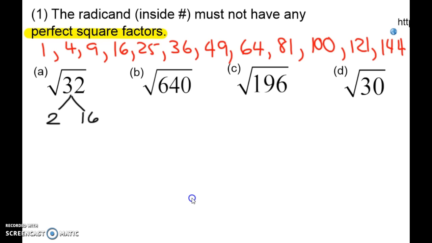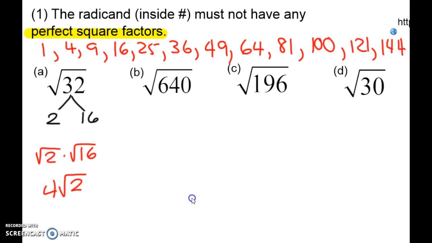Okay? So if I break down the square root of 32 as 2 times 16, that means the square root of 32 is equal to the square root of 2 times the square root of 16. Well, I know the square root of 16 is 4. And so really the answer to this is 4 root 2, 4 times the square root of 2. That's my simplified answer for the square root of 32.